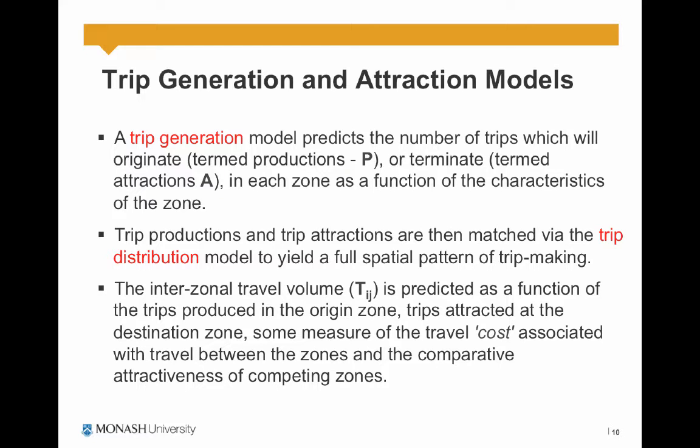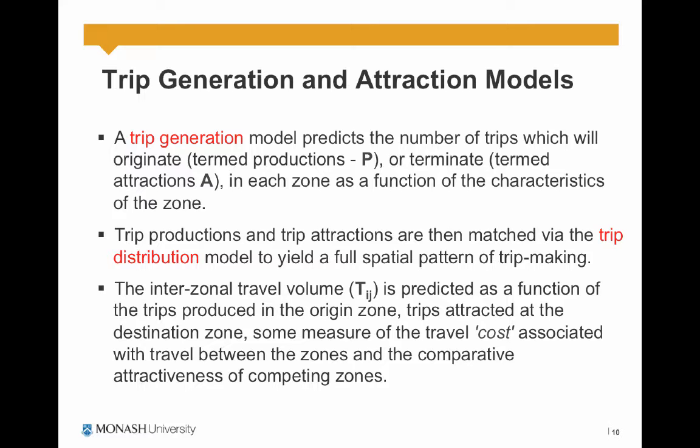In the trip generation step, we predict the number of trips that will be originated. We also call it productions, usually represented by the letter P, or terminated. We also call it attractions, represented by A, in each zone. Trip generation, or the number of trips, whether it's production or attractions, is a function of the characteristics of the zone, usually the land use of the zone.